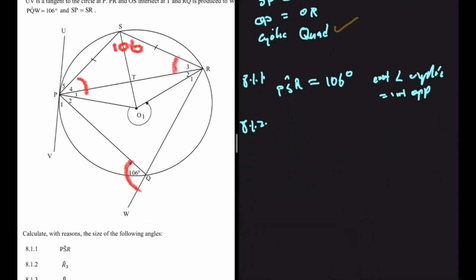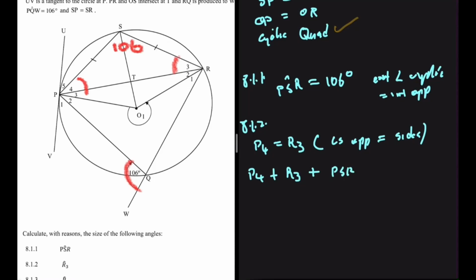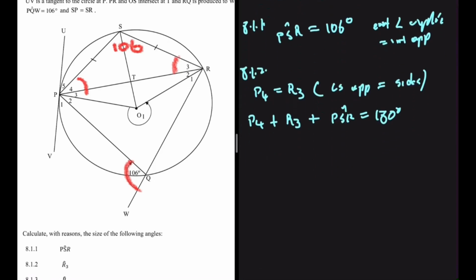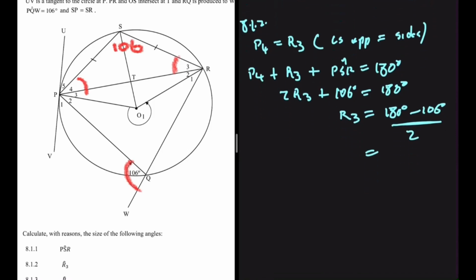So what does that mean? It means that P4 is equal to R3. Angles opposite equal sides are equal to each other. So now we can say that P4 plus R3 plus PSR is equal to 180 degrees, the sum of angles in a triangle. And then P4 is R3, so we basically have 2R3 plus PSR, which is 106 degrees, being equal to 180 degrees. So R3 is equal to 180 degrees minus 106 degrees, divided by 2. If you put that in your calculator, you should get 37 degrees. So that is the size of angle R3 and P4, because R3 is equal to P4.